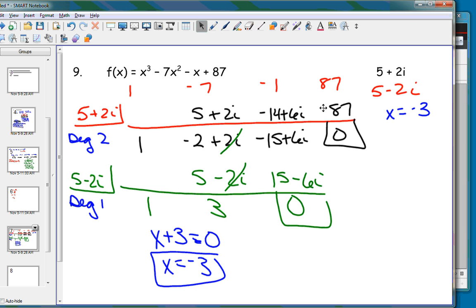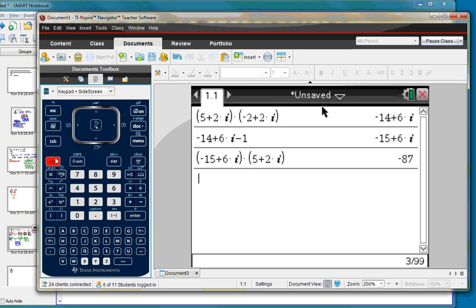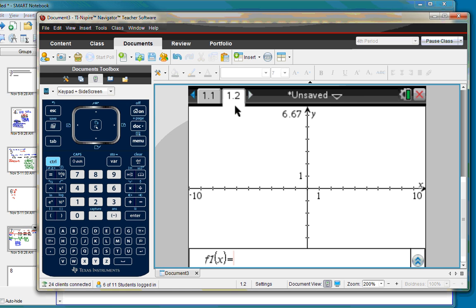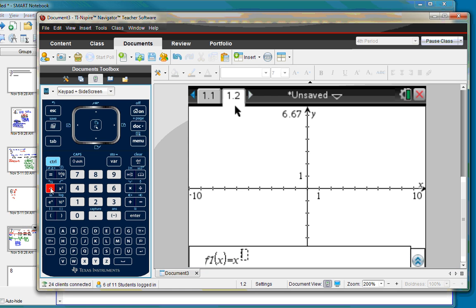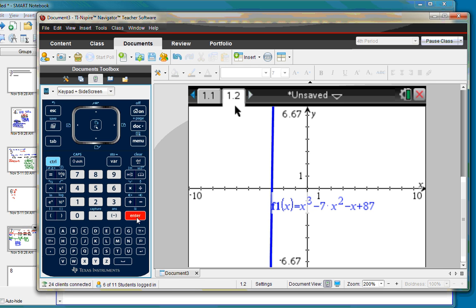Now, could I have found that graphically right away? Yeah, because all I have to do is come over here and graph this thing. So if I insert a new page and I graph this thing, it's x cubed minus 7x squared minus x plus 87. No one was going to tell me that I was up there. Thanks, guys. Way to have my back. And hit enter. Do you see? You can tell right there it shoots right down through negative 3.